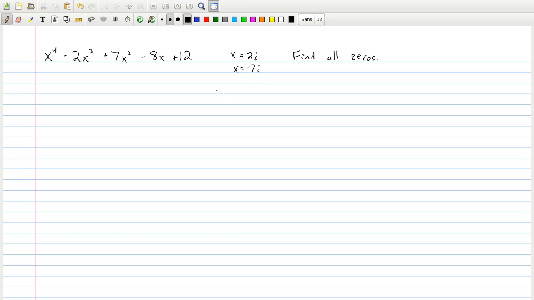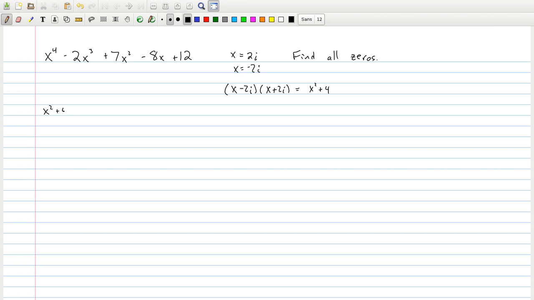Rewording this in terms of factors, if x equals 2i is a zero, then x minus 2i is a factor. And if x equals negative 2i is a zero, then x plus 2i is a factor. Multiplying this out, we get x squared plus 4. So if x equals 2i is a zero, then x squared plus 4 must divide into this polynomial evenly. So let's test that by using long division.